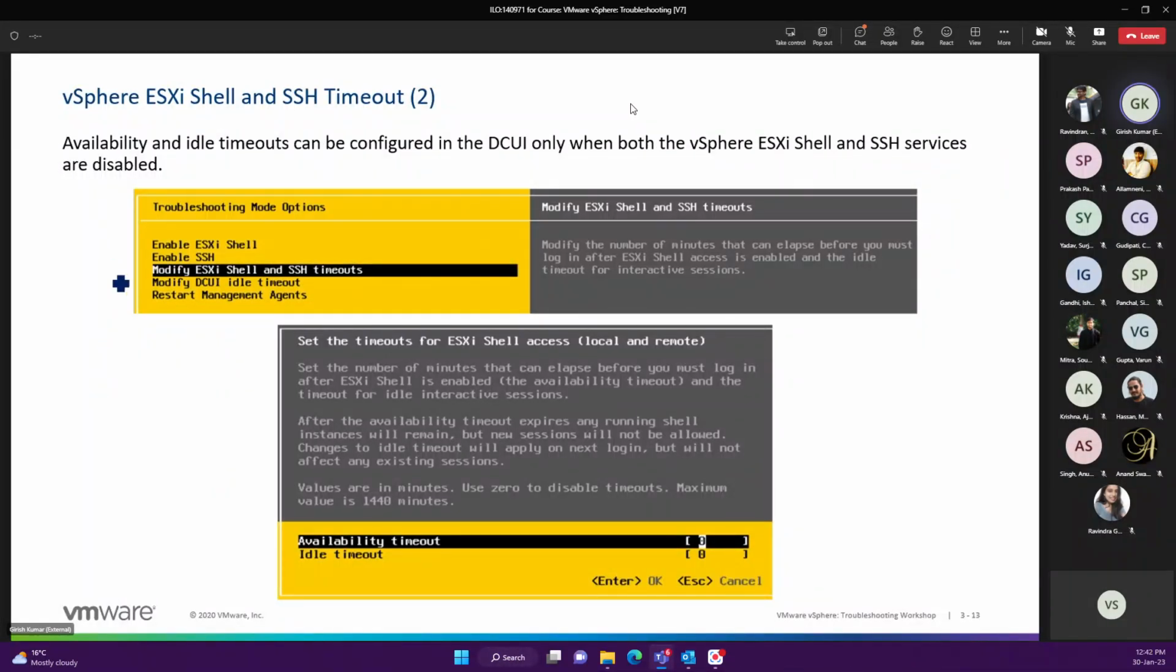So this is the DCUI from where you can enable or disable your SSH or ESXi shell. And by using the DCUI you can also configure the timeout values, defining some interval in seconds here.